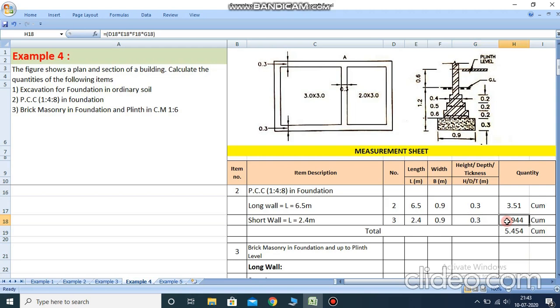So PCC work is always counted in cubic meter. Now the total PCC work is the summation of the long wall and short wall. We got the total answer as 5.454 cubic meter. So it's the total quantity of the PCC work for the foundation.